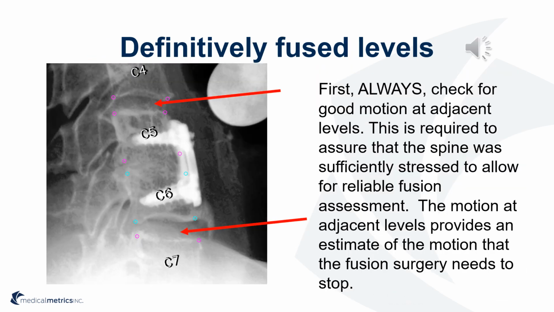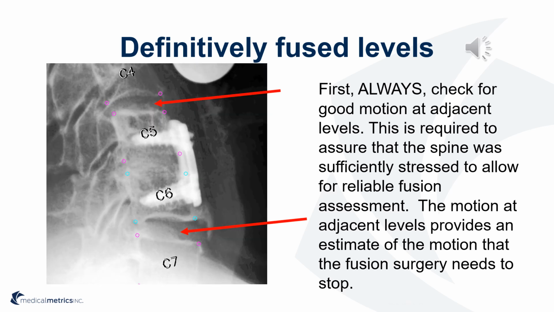First, always check for good motion at adjacent levels. This is required to assure that the spine was sufficiently stressed to allow for reliable fusion assessment. The motion at adjacent levels provides an estimate of the motion that the fusion surgery needs to stop.